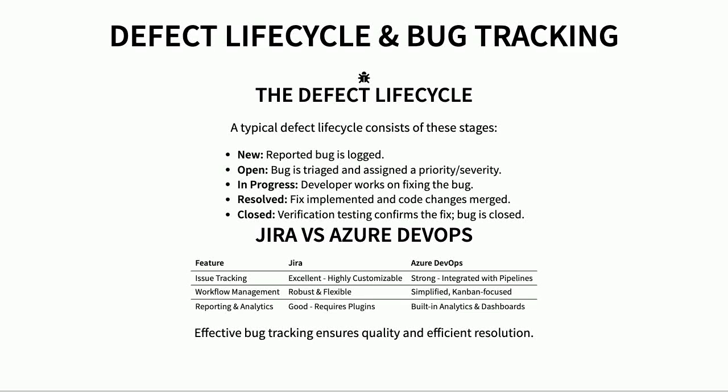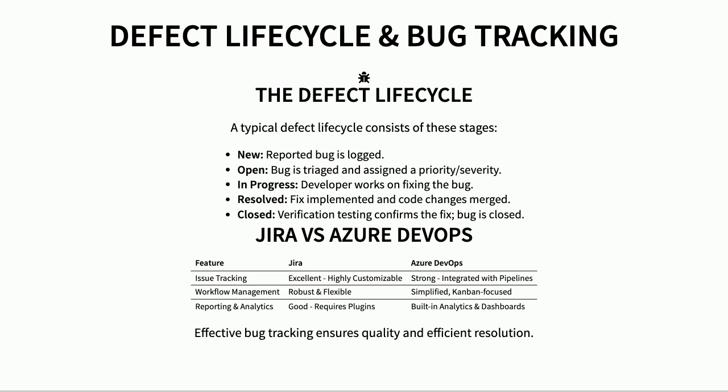Okay, let's talk about how we track bugs. It's a really important part of SDET work. We typically follow a life cycle. First, you report the bug. Then it sits in open, where it gets prioritized and assigned. Then developers start working on fixing it, moving it to in progress. Once the fix is merged and tested, it goes to resolved, and finally, if everything checks out, it's closed.